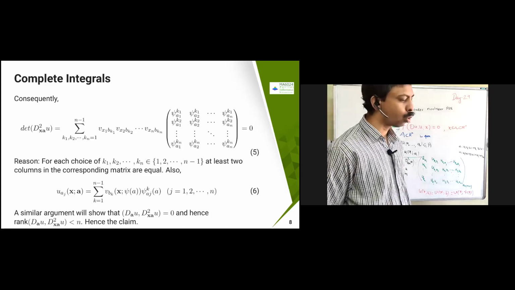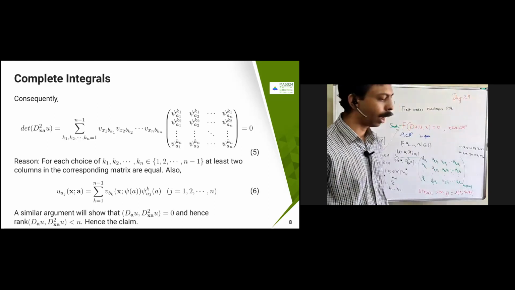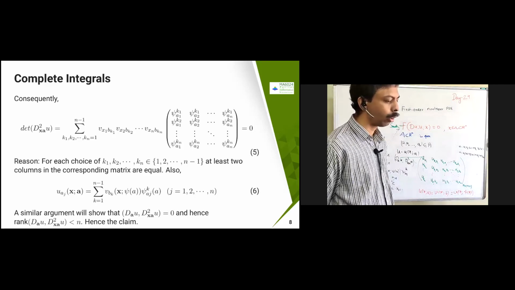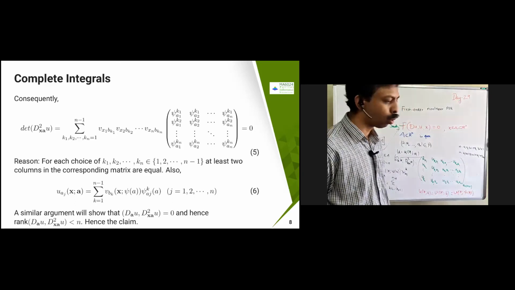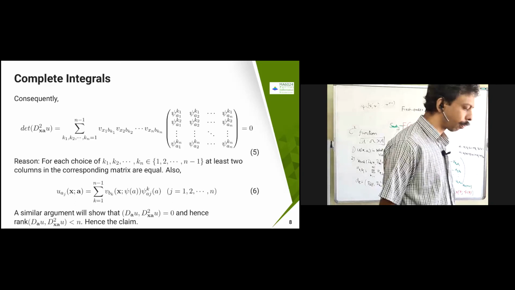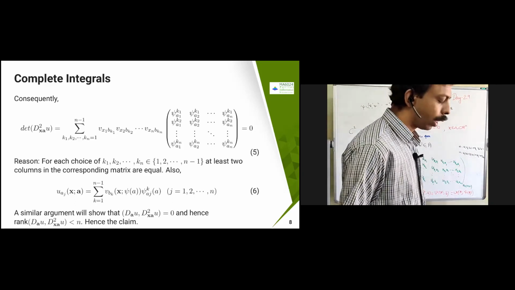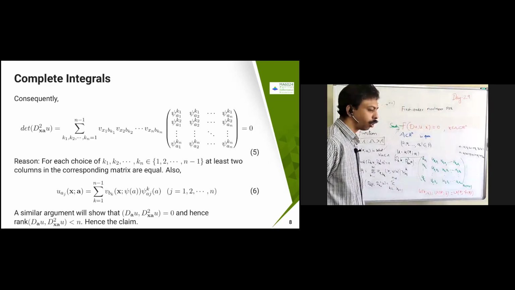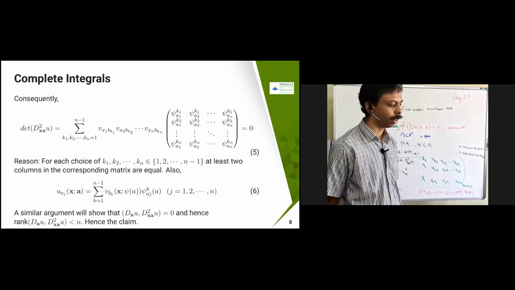In that case, at least two columns will coincide. At least two columns in the corresponding matrix will be equal, because you are choosing k1, k2, kn the same. So the determinant of this one is going to become 0. The reason it becomes 0 is that at least two columns in the corresponding matrix become equal.